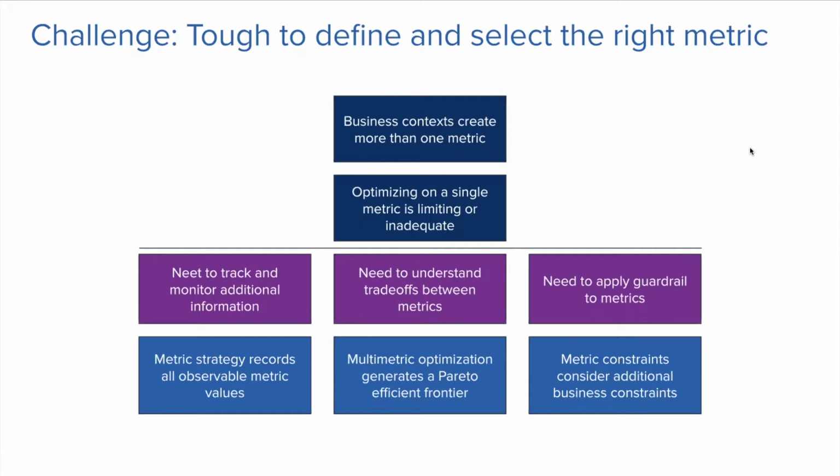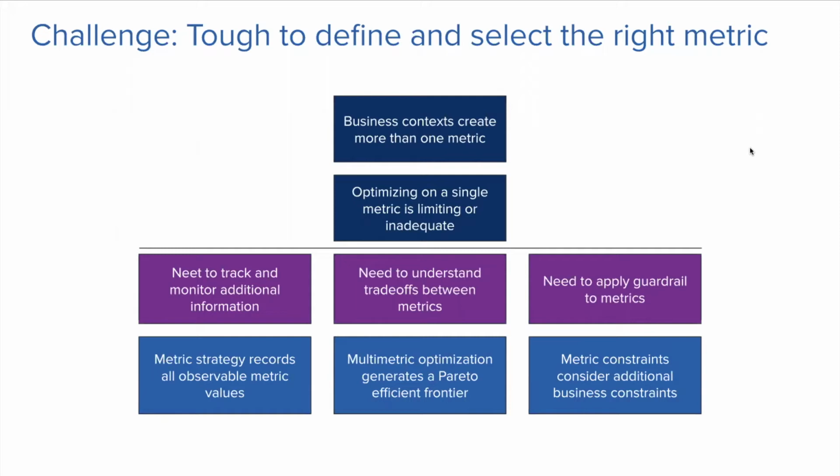So really, business contexts create the need for more than one metric, or they demand that you change your metrics over time. So sticking to a single metric can be limiting or inadequate, and a lot of our customers call this a single metric trap. Sometimes people are just looking at the wrong metric. So to address this, there are really three things you can do.